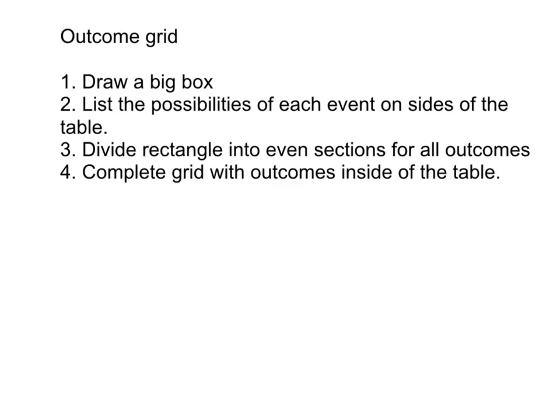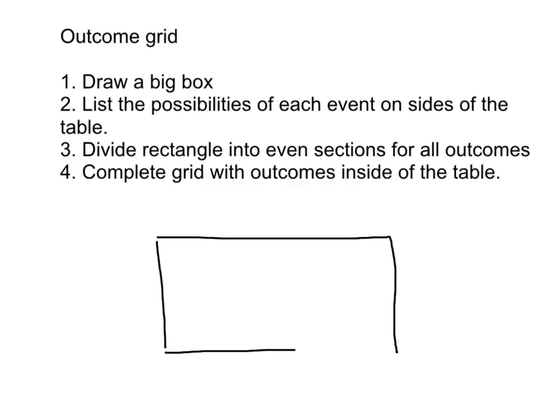So to summarize, for an outcome grid, you're going to start by drawing a big box. Then you're going to list the possibilities of each event on the sides of the table. Then you're going to divide the rectangle into even sections for all outcomes. And then finally you complete the grid inside the table.